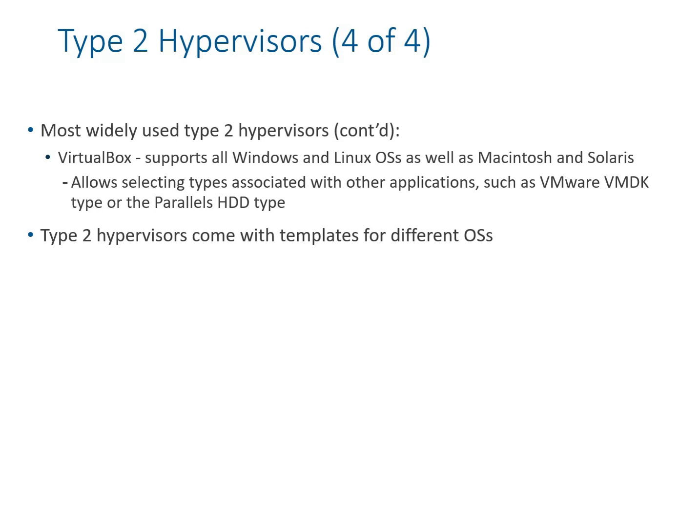Type 2 hypervisors come with templates for different operating systems. So if you are installing Windows XP or Windows 7 or 8 or 10, depending, you can simply select it from the drop down list. It can even install different operating systems which are 32-bit or 64-bit.